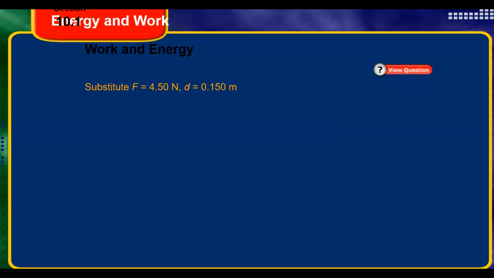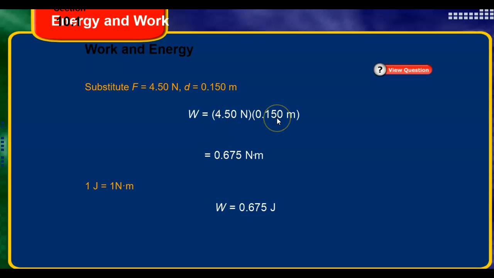Okay. So we substitute into work equals force times distance, a force of 4.5 newtons times a distance of 0.15 meters. So the work done on the object is 0.675 newton meters, which is 0.675 joules of work. Okay, force times displacement. So that's the first half of the question. Work is equal to force times displacement.